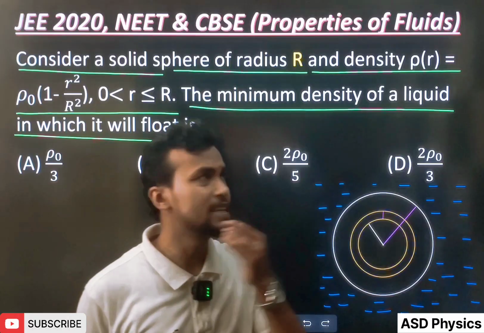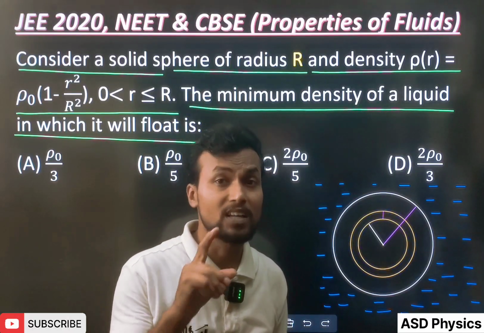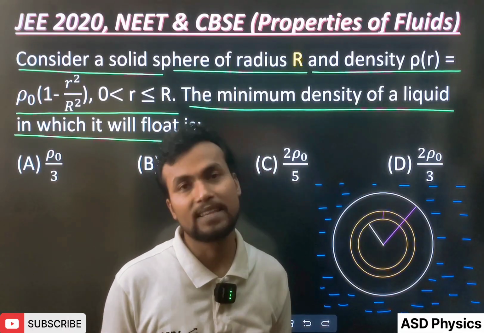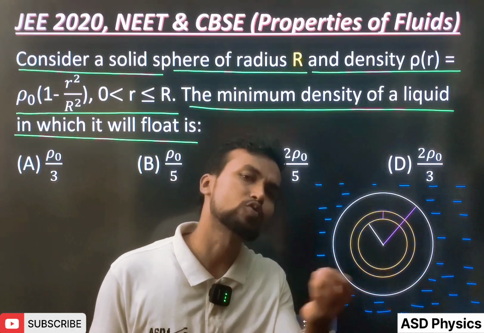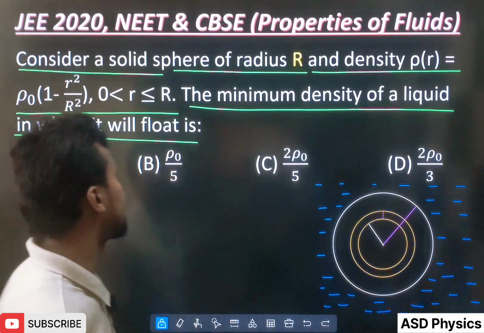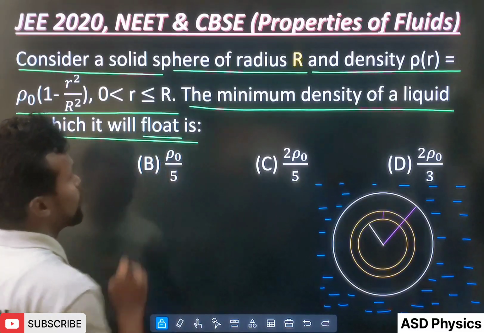And you will think, what is small r? Small r is always, most of the time, variable. We used to take it from the center to the observation point. And here the key word is flotation.